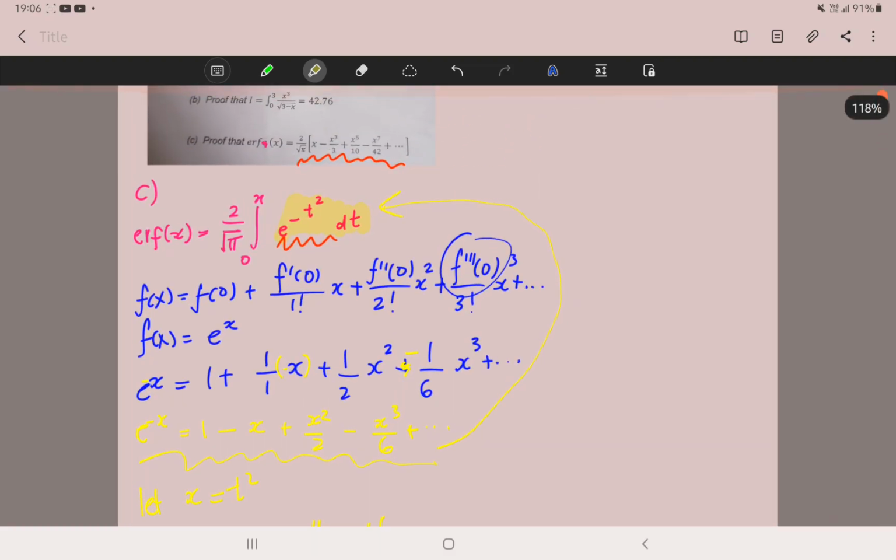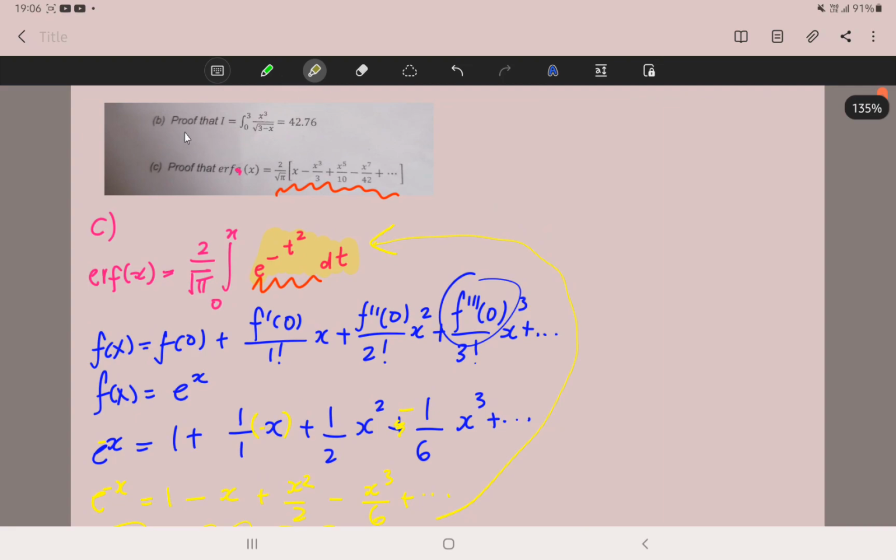Alright, so we have done both questions, question B and C, under the topic of special functions basically. So we have the beta function, and also we have the error function, ERF. We have solved them.